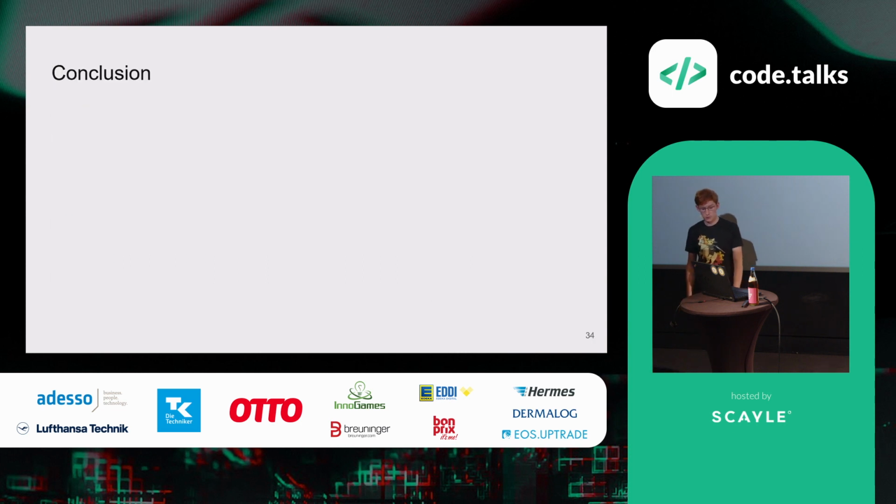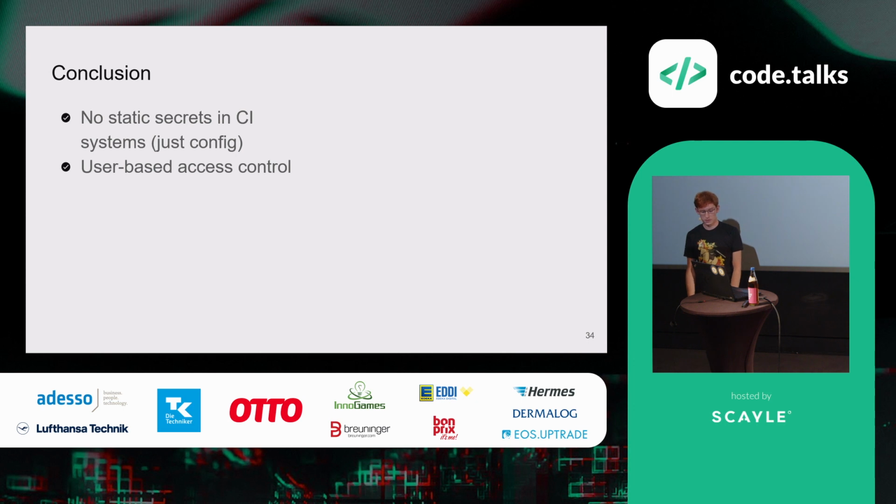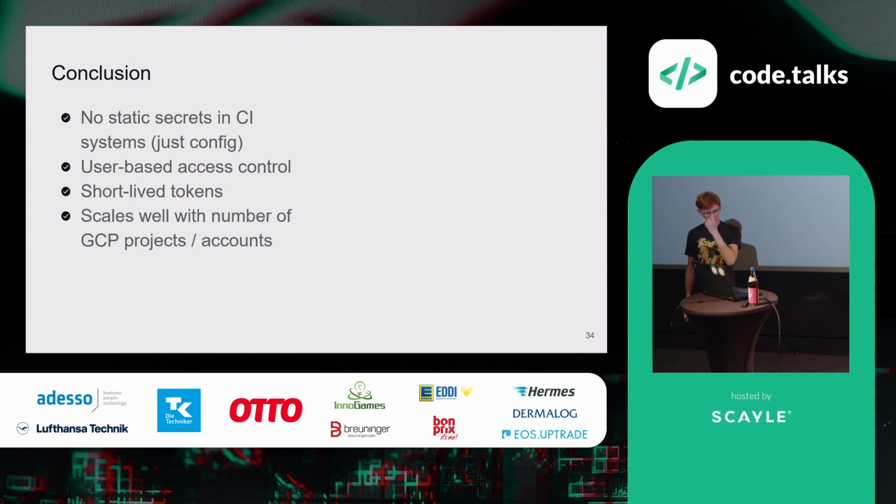So let's have a final conclusion. We don't have any secrets anymore, just config. We have user-based access control. We have short-lived tokens, and it scales. It scales well because we just need to create the permission setup inside Google. And we scale well not just with the number of projects, but also with the number of accounts. We just need to create a really big set of permissions that we want to integrate.